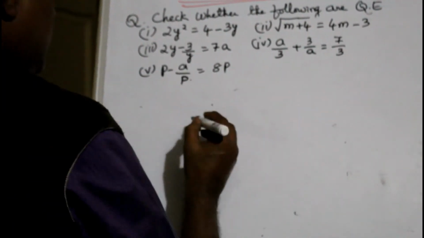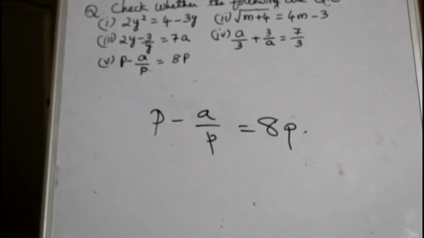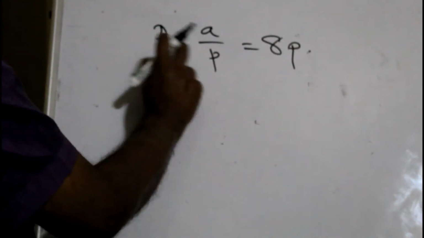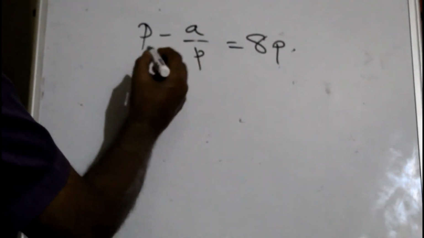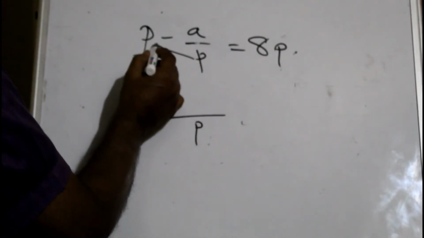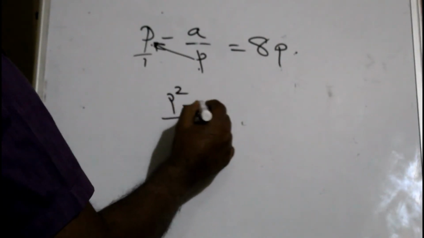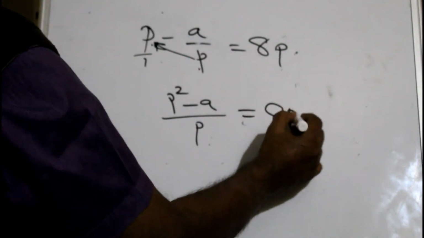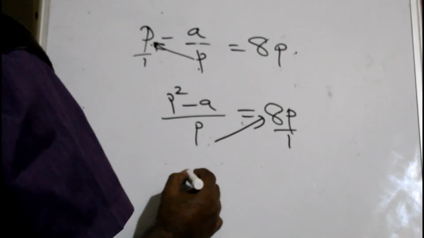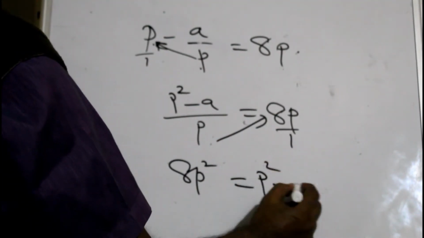So look at the last sum. P minus A by P is equal to 8P. Now don't worry about this A. It's not necessary that you always must have some number. So this is P and one more variable A. What we do is we put this P as P by 1, and the LCM we take as P. So it will become P square minus A equal to 8P, or you can write 8P by 1. When you cross multiply, you get 8P square equal to P square minus A.